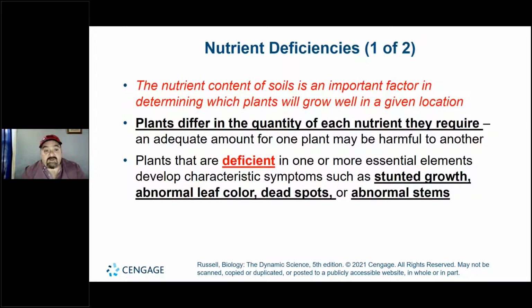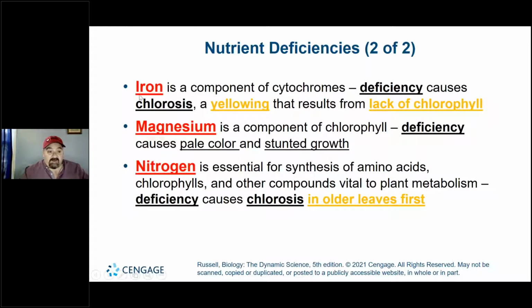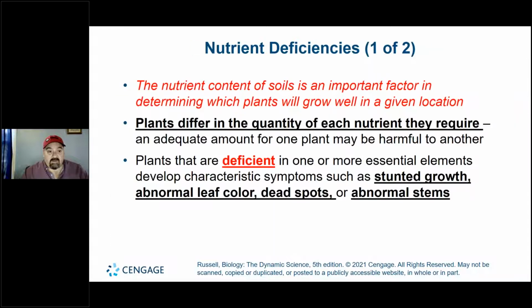You'll see here, as far as nutrient deficiencies, I'm just going to mention a couple that I would like you to know, okay: iron, magnesium, and nitrogen. These three that I've highlighted here, I'm going to ask you to know. You'll see that the nutrient content of soils is an important factor in determining which plants will grow well in a given location.